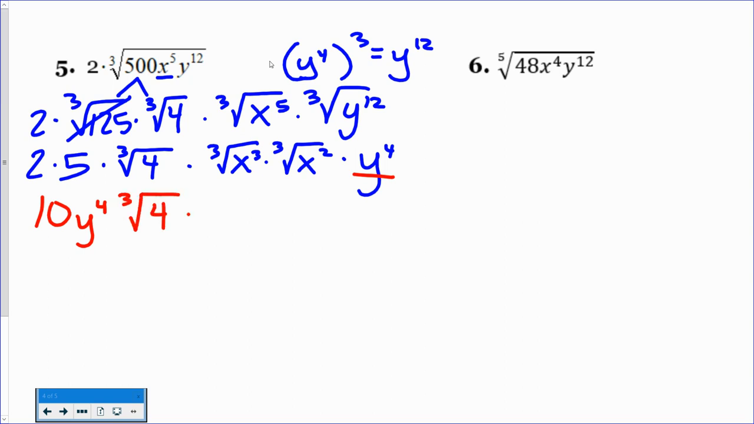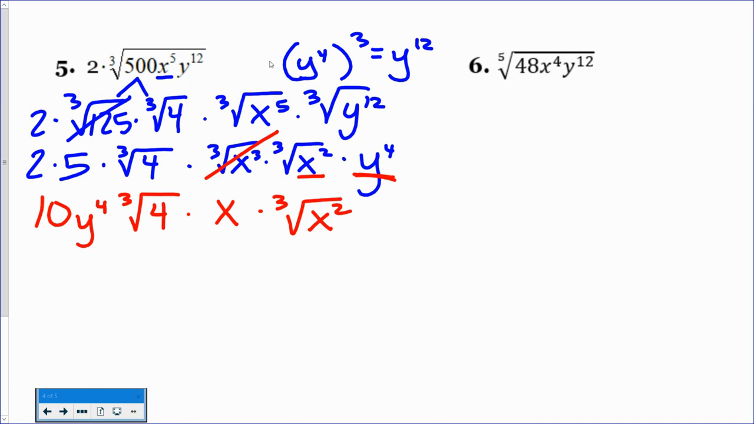And then I might just continue to write the rest of this. So the cube root of x to the 3rd is x. I cannot take the cube root of x to the 2nd. The exponent is 2. That is smaller than my index. I will not be able to do that. That's going to stay in my radical. I already pulled the y to the 4th over.